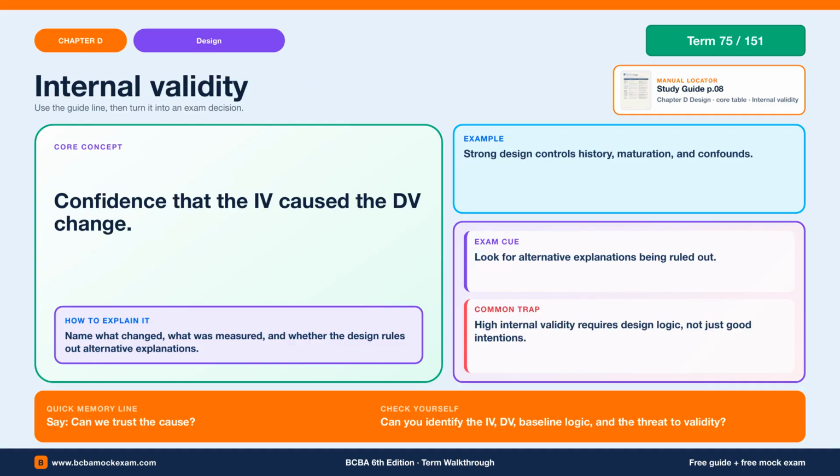Internal validity. Internal validity is confidence that the independent variable caused the change in the dependent variable. In plain English, can we trust the cause?